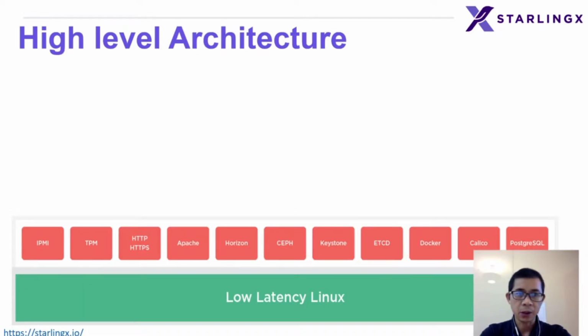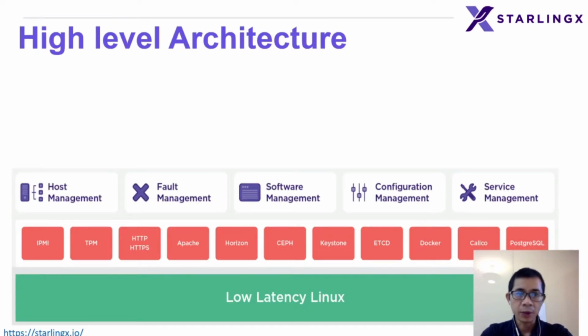etcd is the cornerstone for the Kubernetes control plane. Docker is a fundamental part of any cloud-native infrastructure, no doubt. All the building blocks play a key role in StarlingX. Above, we just named a few.